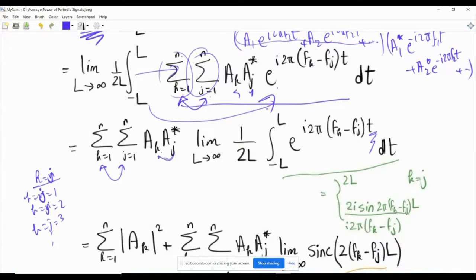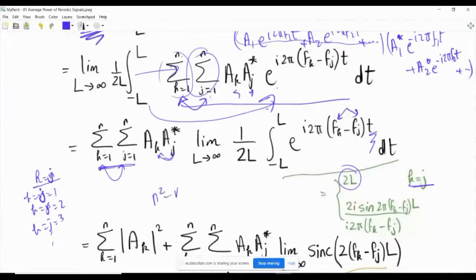So these are the terms where the two indices are the same, and when the two indices are the same, these two guys are the same, fk minus fk, fj minus fj, and so e to the 0 is 1, and the integral will give you 2L. The integral will give 2L when the two indices are the same. And this happens for how many terms? N terms. So there are n terms in the double sum in which the two indices are equal to one another. For this case, the integral is exactly equal to 2L.